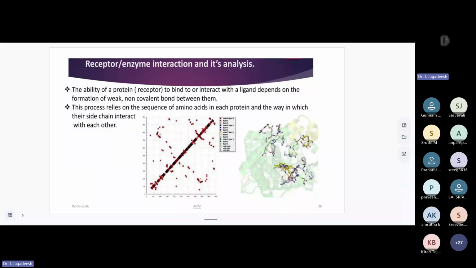Then we are going to have a receptor enzyme interaction and its analysis. We have seen the rule of 5, and we have selected the fragments and linkers, and we need to see the interaction and its analysis. The ability of the protein receptor to bind or interact with the ligand depends upon the formation of weak non-covalent bonds between them, and this depends on the sequence of the amino acids in each protein, in the way in which the side chains interact with each other, whether it is electrostatic interaction, hydrogen bonding, or other weak non-covalent interactions. Based on that, we are going to have a binding capacity.